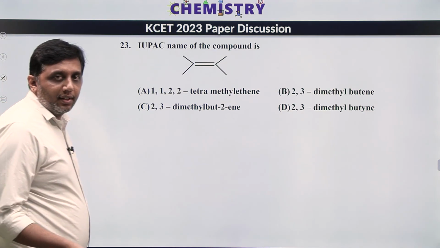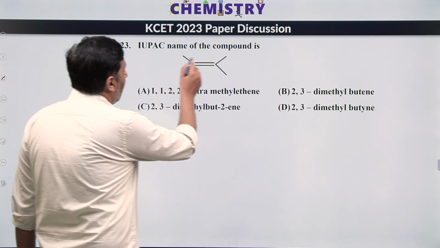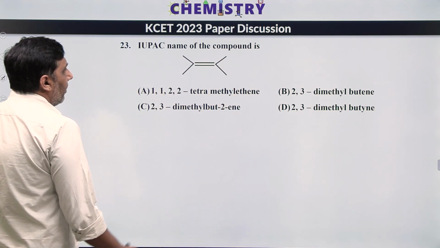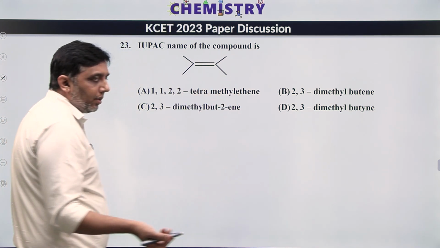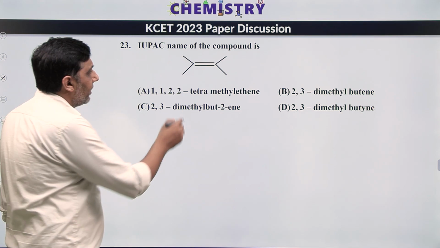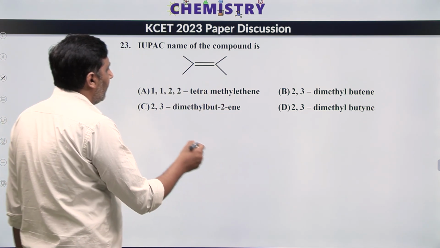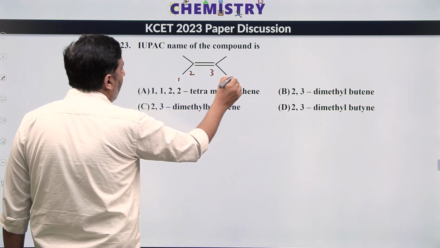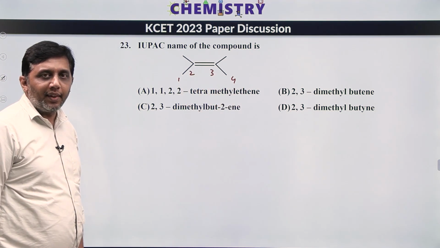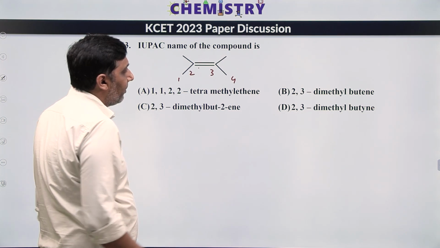So the 23rd question, that is a very easy question. The IUPAC name of the compound is... So now here the compound is given as something like this. Now what are the rules that we have? First rule is, you have to take the longest possible chain. Which is the longest possible chain here? Starting from here, 1, 2, 3, 4 carbon atoms, right? And also you can see that there is a double bond present.